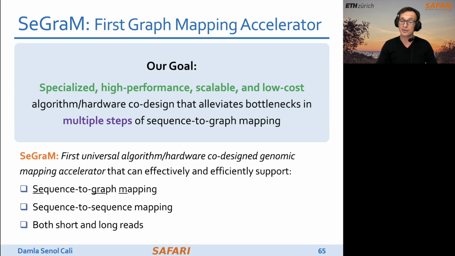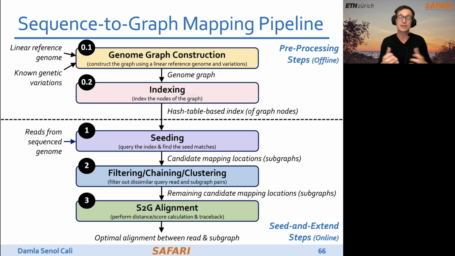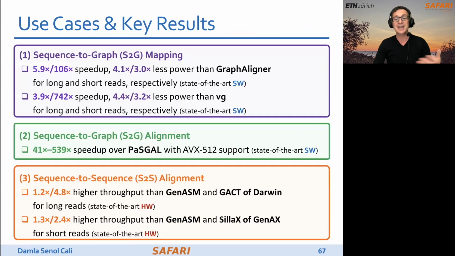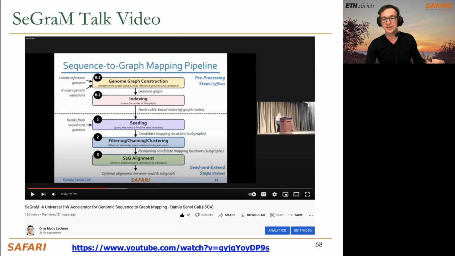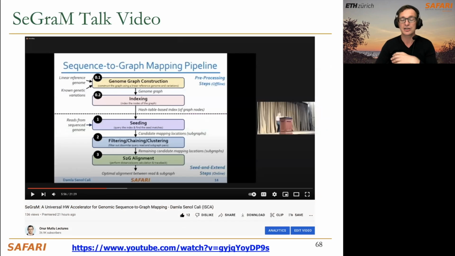And this is actually a universal algorithm-hardware co-design that can do both sequence-to-graph mapping and sequence-to-sequence mapping for both short and long reads. And you can see that the sequence-to-graph mapping pipeline is more complicated. You deal with graphs in every stage of this pipeline. And again, I'll give you some key results. This is a specialized hardware accelerator, an algorithm-hardware co-design that leads to significant speedups and significant power and energy savings compared to existing tools, as well as existing accelerators for multiple different use cases, as you can see over here. And you can find out more on this topic. My student Damla did her PhD on this topic, and you can find her ISCA talk.